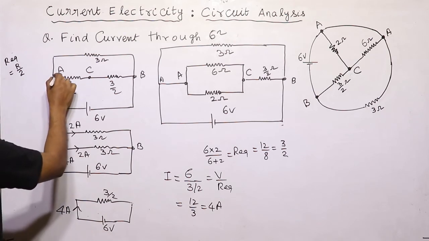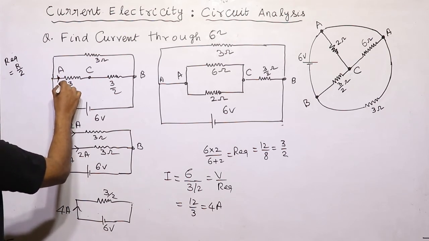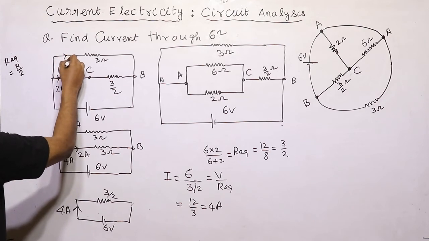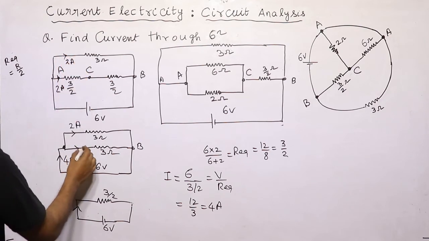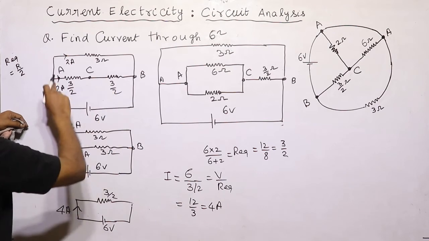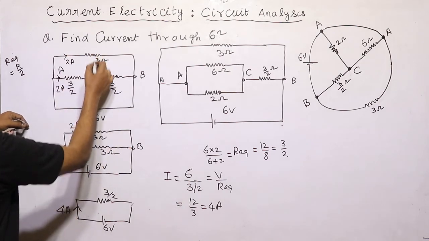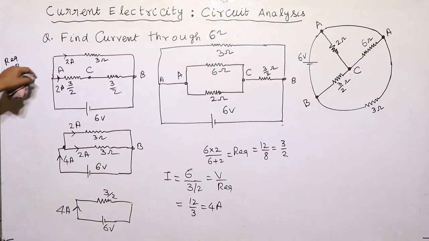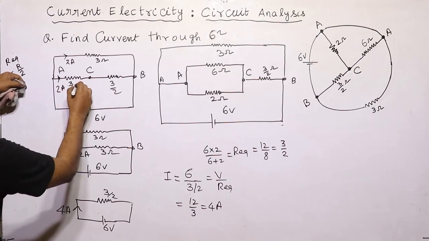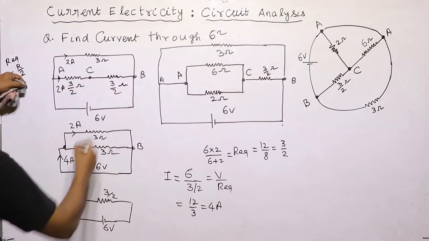So here the current is 2 ampere. Here also the current is 2 ampere, because this circuit is the same as this one. So 2 ampere current is flowing here. This is 3 by 2 ohm, 3 by 2 ohm.